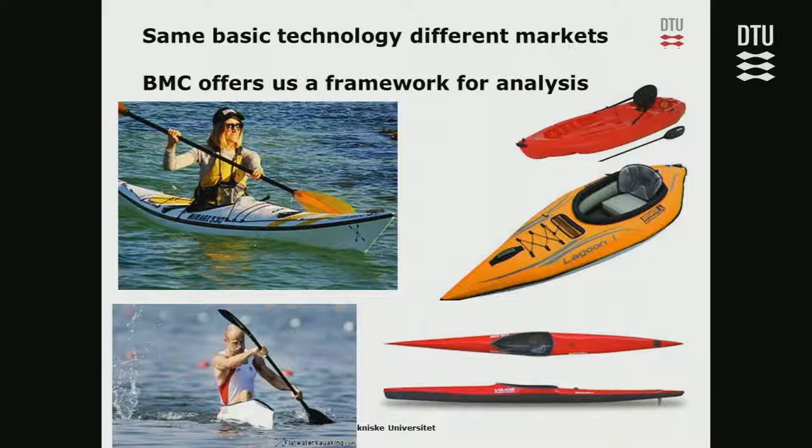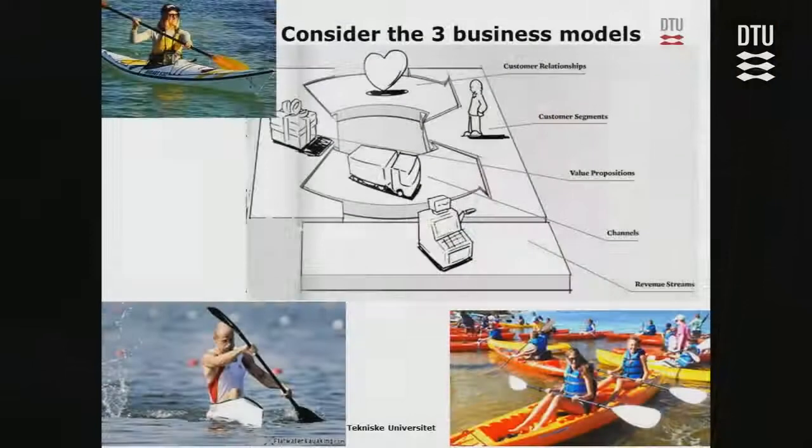And we did a simple analysis on this. But using the business model canvas gives us a framework, some building blocks, and a way to understand how we should analyze this. So consider these three business models and just quickly, two and two, discuss what the customer segments are that these three types of kayaks connect to, and what the value propositions are.